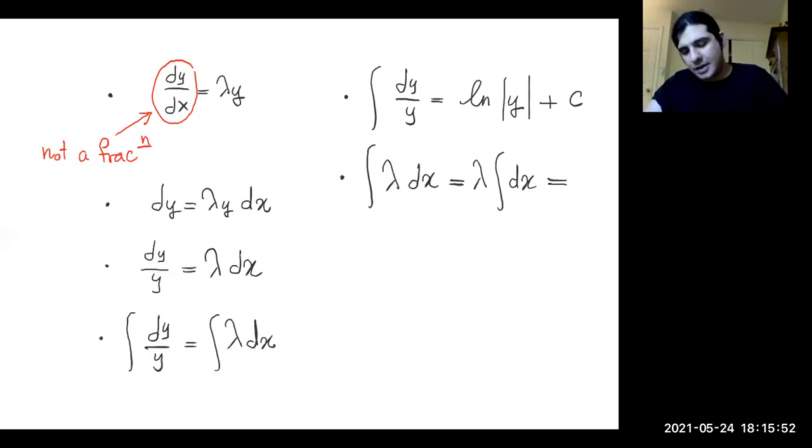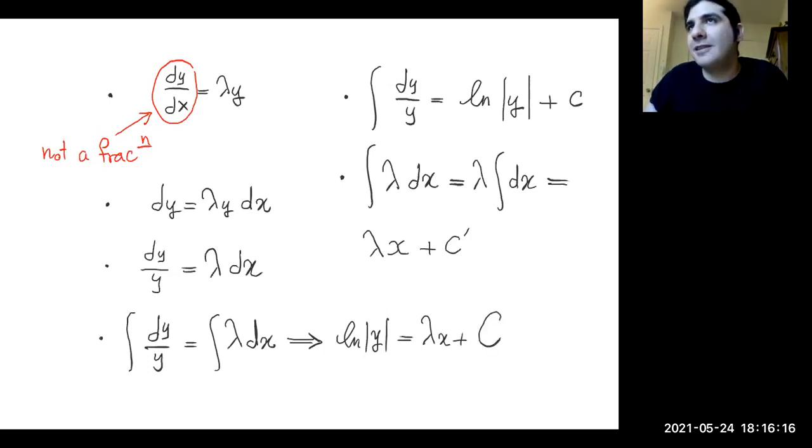Yes, that is correct. So the integral would be just x. Again, here we would have another constant. I use c prime here. So this equality tells us that ln of the absolute value of y is equal to lambda x plus a constant. I still show it with c. It's actually c minus c prime, if we look at the notations we had before, but it doesn't matter, it's another constant. So I use capital C to show that.